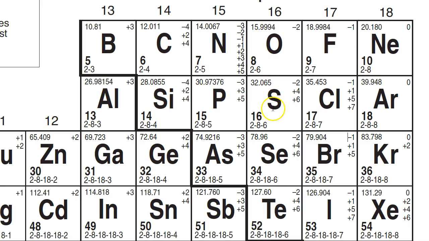Notice oxygen, sulfur, selenium, tellurium. They love to become -2 because they're 2 away. Notice nitrogen, phosphorus, arsenic like to become -3. Okay, so that's just some good reasoning there. So we need to draw a chlorine ion with 8 electrons. So let's do that.